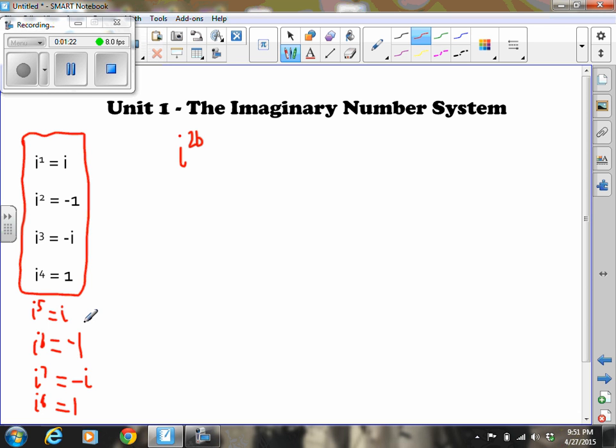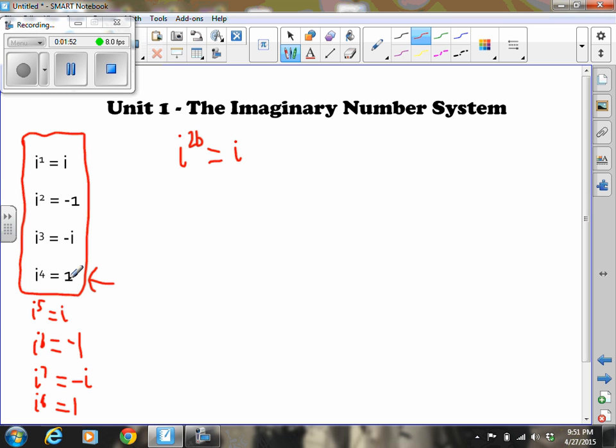And I could continue on and on until I got to i to the 26 to simplify this problem. But I want to develop a rule here. Of these four answers, i to the 4th has the simplest answer. There are no negatives and no imaginary numbers in his simplification. He's just got a plain +1 answer.